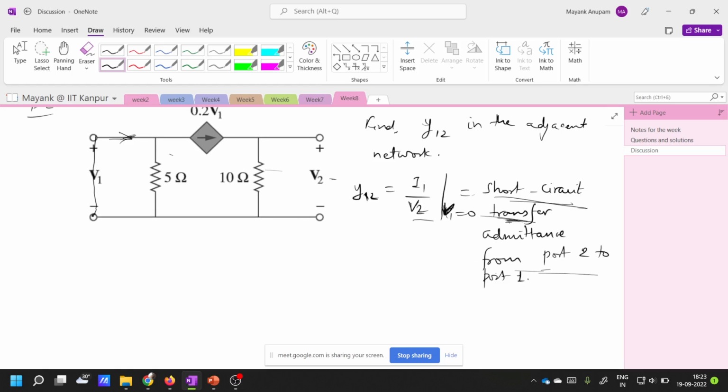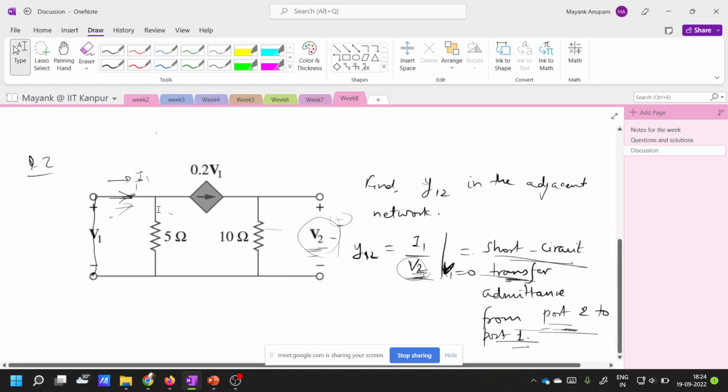Now why is it written from port 2 to port 1? Because at port 2 you are exciting and you are seeing the response at port 1. You are exciting at port 2 using a voltage source. The independent variable is V2 here, and then you are seeing the response: what is I1, the current flowing through this? So I guess that makes sense. That is clear now. Okay, fine.